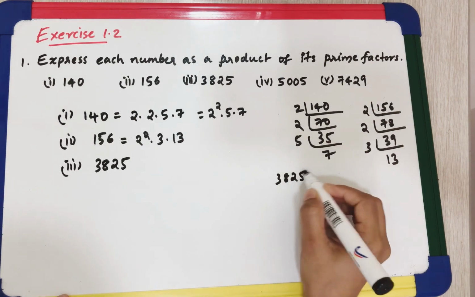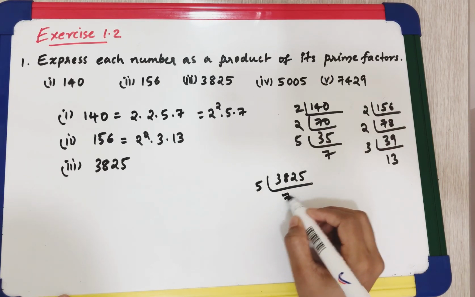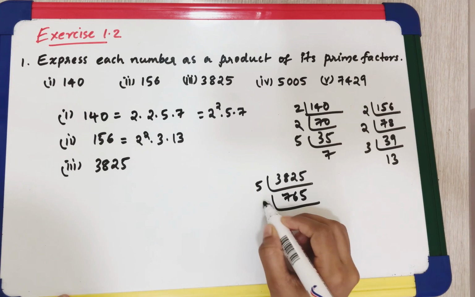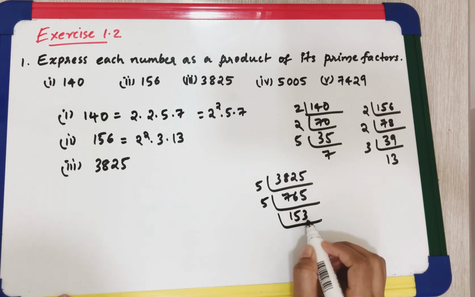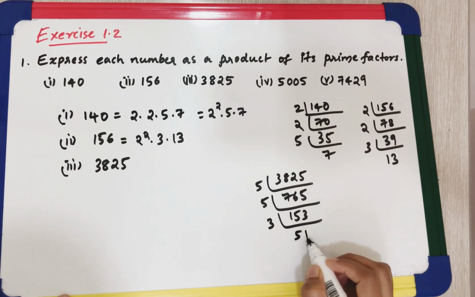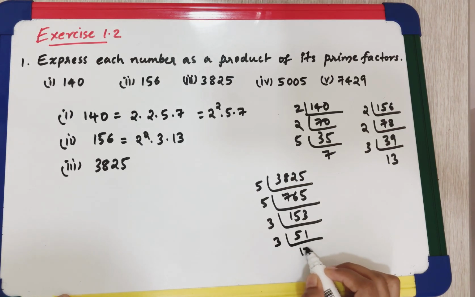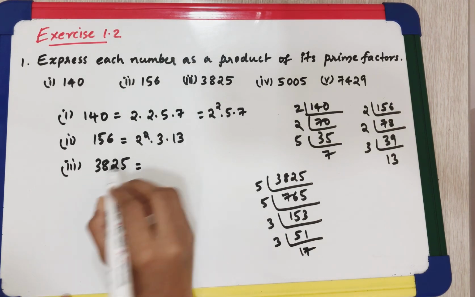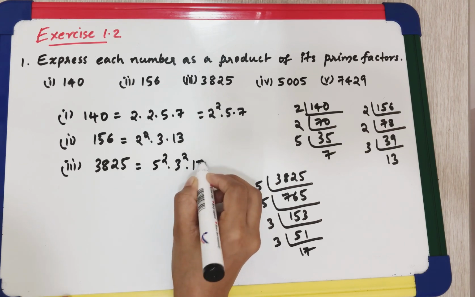3825, the least prime factor is 5, which gives 765. Again 5, which is 153. Again, the least prime is 3, which gives 51. 51, again 3, which is equal to 17. 17 is a prime. 3825 can be written as 5 square into 3 square into 17.